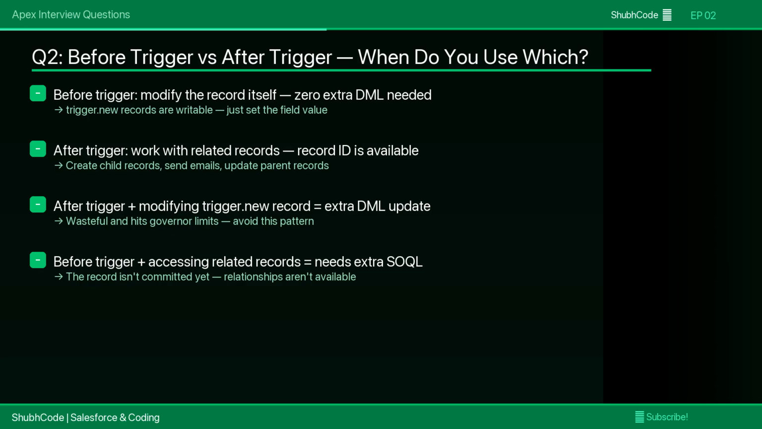Use an after trigger when you need to work with related records, because in the after trigger, the record has been saved and has a valid record ID. You need that ID to create or update child records, relate new records to it, or send notifications that reference the full record. Using an after trigger to modify the record itself means you'd need an extra update DML call. That's wasteful. Rule of thumb: same record modifications go in before. Related record operations go in after.